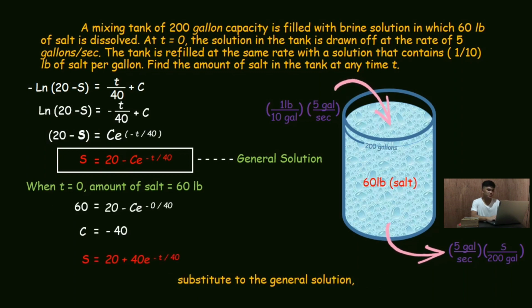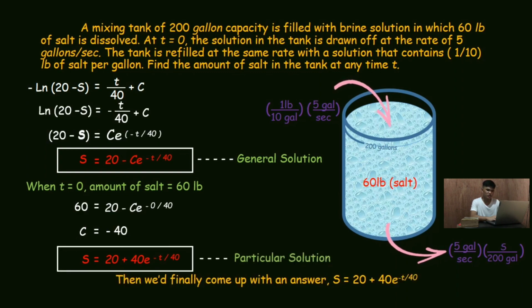Substitute to the general solution and then we'd finally come up with an answer. S is equal to 20 plus 40 e raised to negative t over 40. Did you finally get it? Kinda easy, don't you think? Well, wait until we see our last problem.